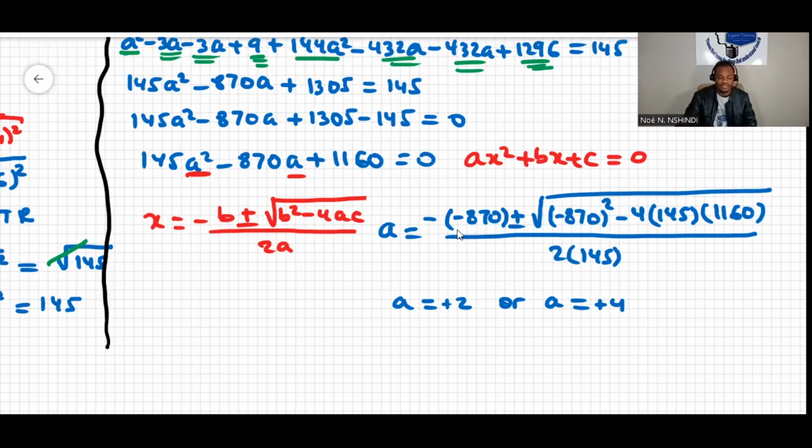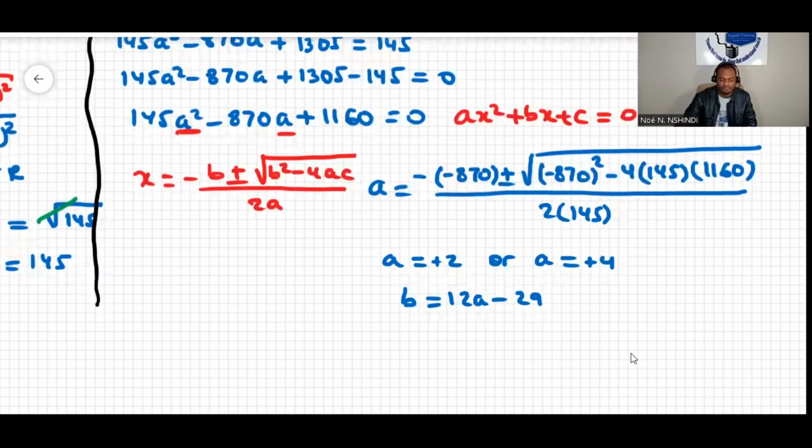Now, if I need to find the value of b, remember, we did say that b was equal to 12a minus 29. So I'll keep it there. Now, if a equals 2, b will be equal to 12 times a minus 29. A is 2, sorry. And then b will be equal to 24 minus 29, which is equal to negative 5.